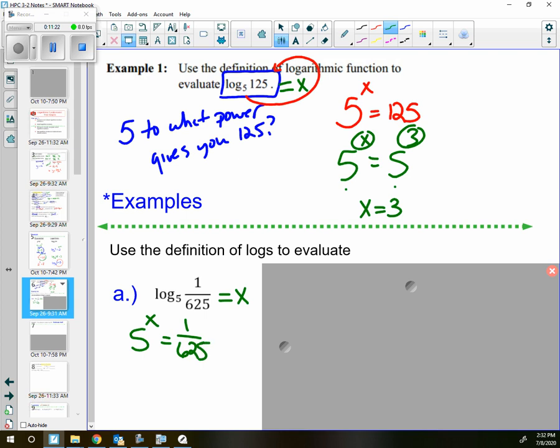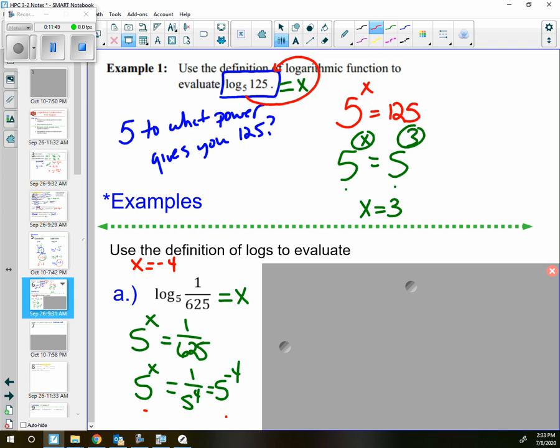Is 625 a power of 5, first of all? How many 5s do you need to multiply together to get 625? Guess and check a little bit there. That is equal to 5 to the fourth, but notice where it is. It's in the denominator. So what kind of exponent does that reciprocal mean? That would be the same as 5 to the negative fourth. So that must mean, again, one-to-one property, I can write both of these as a power of 5. That must mean that x is equal to negative 4.